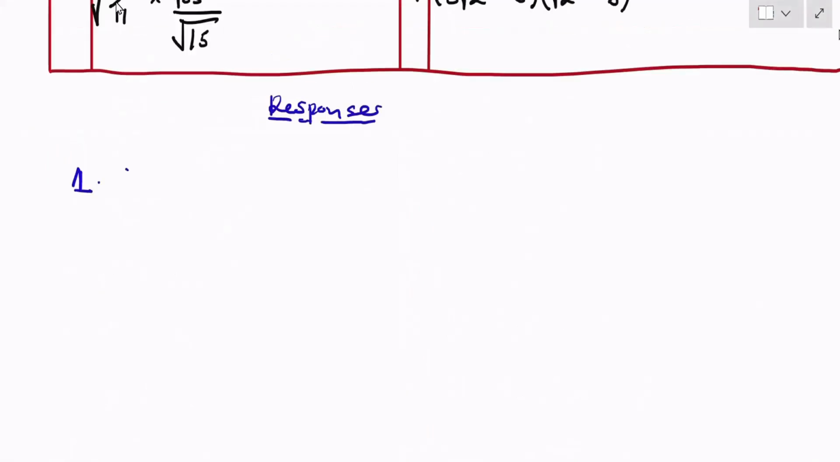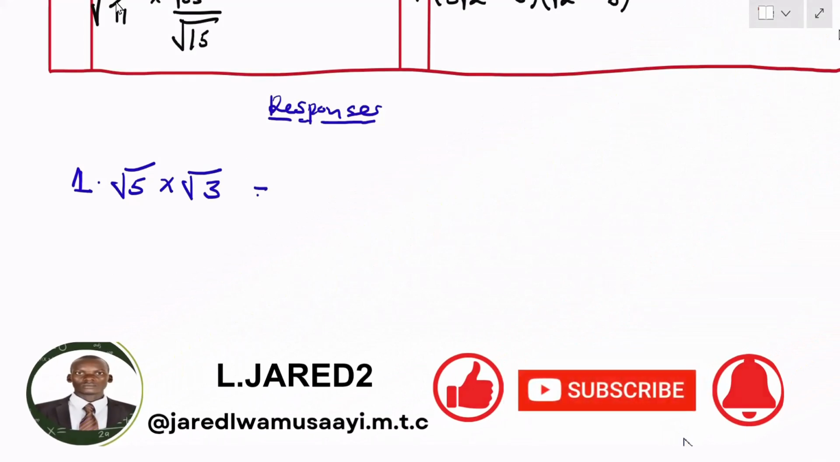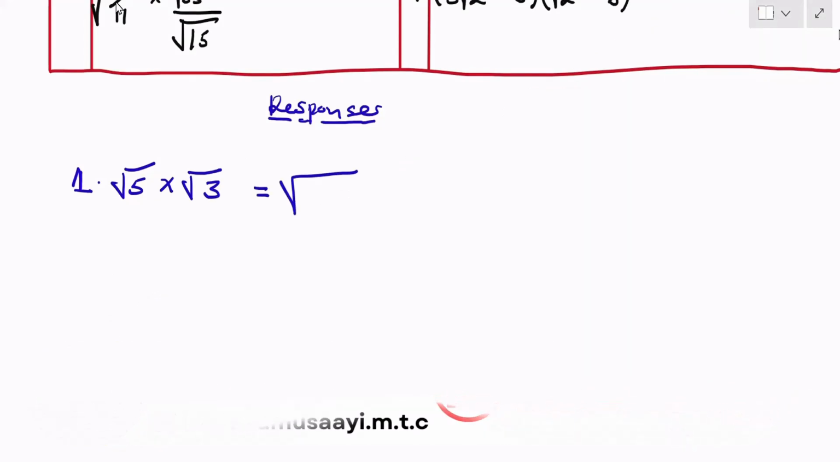Number 1, we have the square root of 5 multiplied by the square root of 3. This is the same as having the square root of, both of them are under the square root, so we have 5 multiplied by 3. This is the same as the square root of 15. It's not a square number, and there is no factor in this 15 that is a square number. So we can leave it the way it is, implying that this is the answer to number 1.